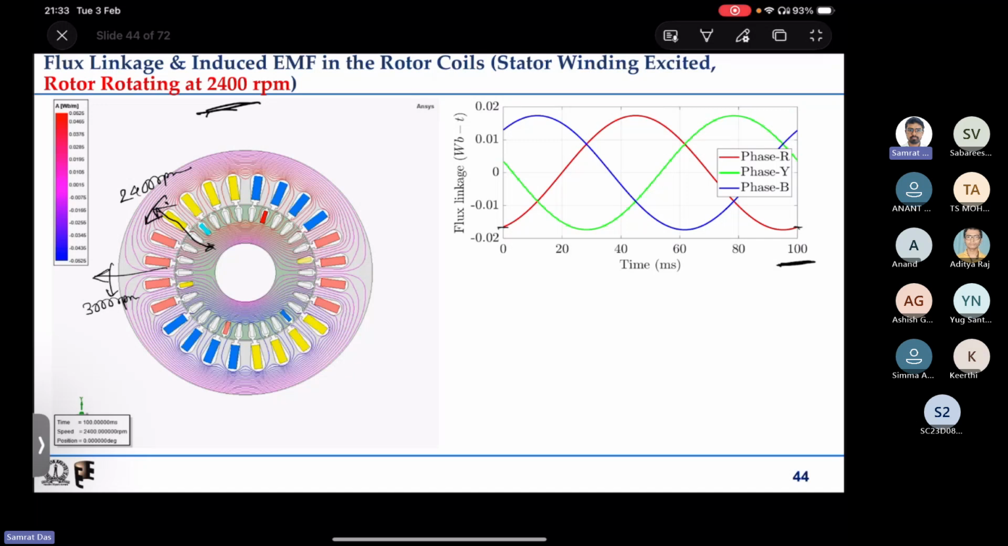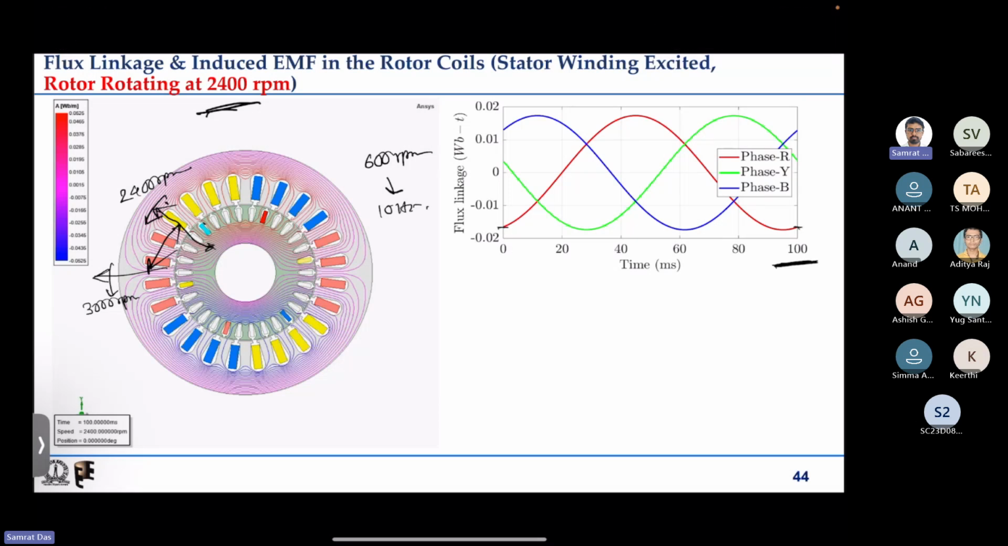The coils are sitting on the rotor, so the rotor conductors are seeing the flux, sometimes linking fully, sometimes zero, sometimes negative. So they are seeing that their flux linkages are changing. What will be the frequency of change? That will be about the relative speed between the two. That is basically 600 rpm, and that corresponds to 10 hertz. So that is what you see: you have 10 hertz of flux linkage in the rotor coils in this case.